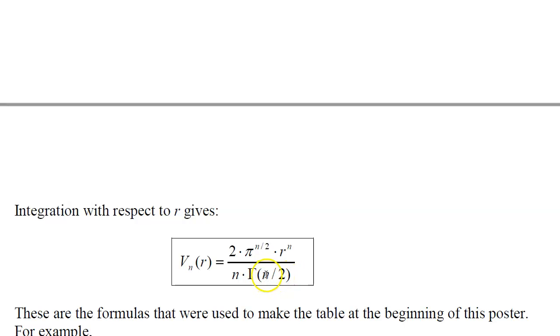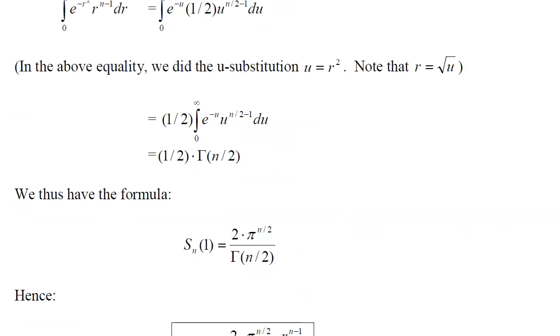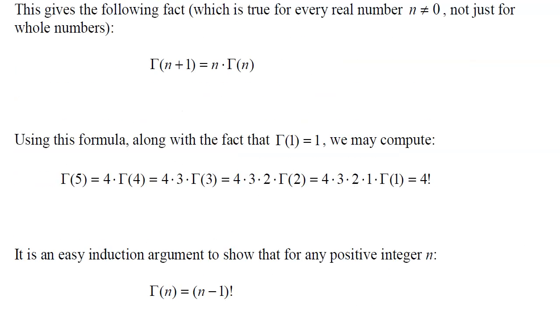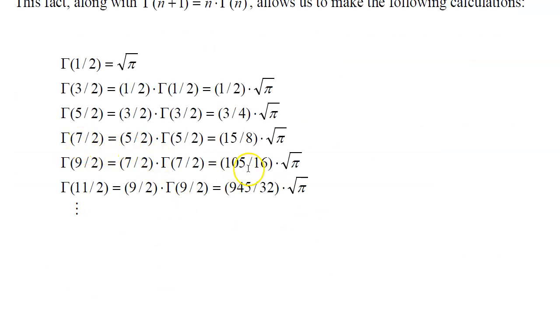Now, if n is 7, we need to know gamma of 7/2, but we found gamma of 7/2. That's what we just did. It was 15 over 8 times the square root of pi.